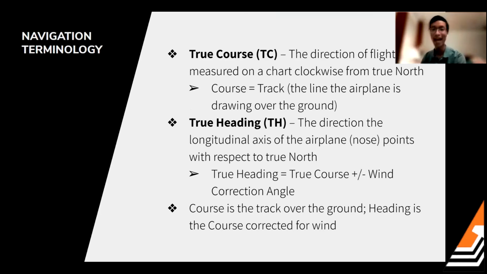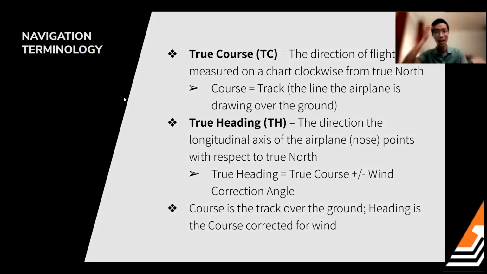Second thing is true heading. All right. So we still haven't added in any magnetic variation, so it's still with respect to true north. But now we're correcting for some kind of wind. True heading is the direction the airplane's nose points with respect to true north. So to convert to true heading, we start off with the true course, which we'll measure on the sectional later on, and then we add or subtract some kind of wind correction angle to get your true heading. Basically, the concept is, course is just your direct track over the ground, and heading is that course corrected for wind. All right, so that's true course and true heading there.